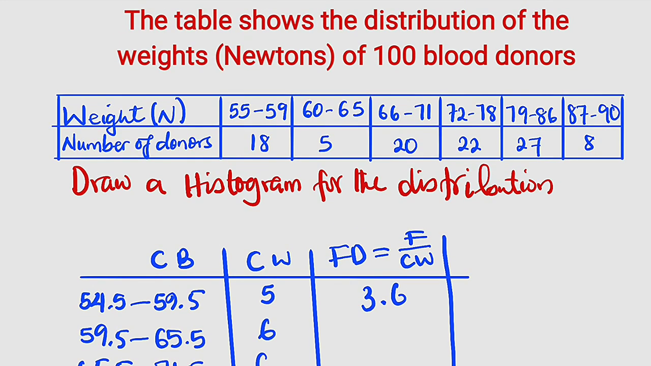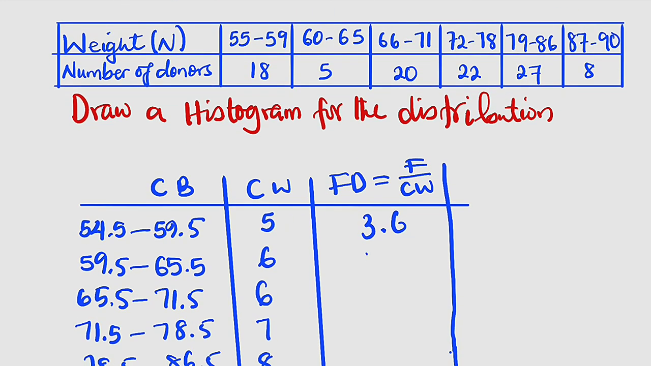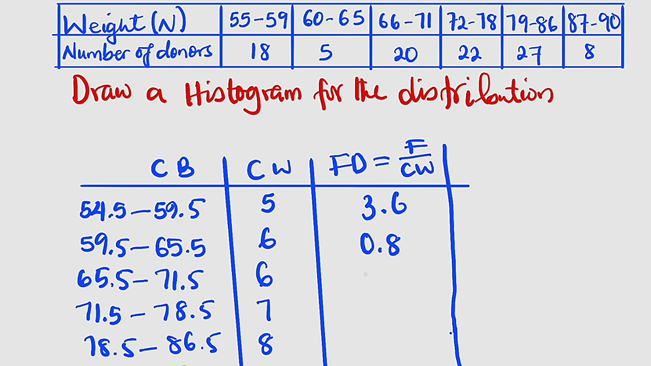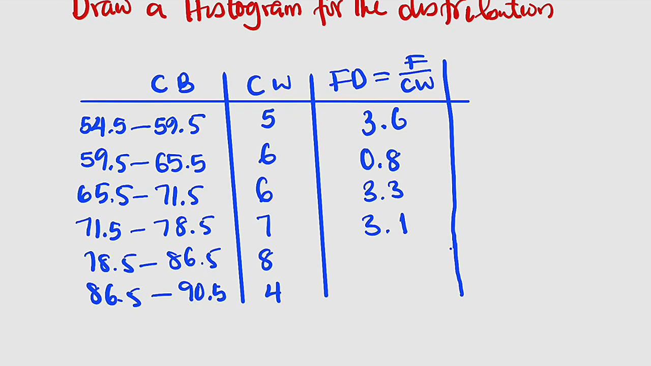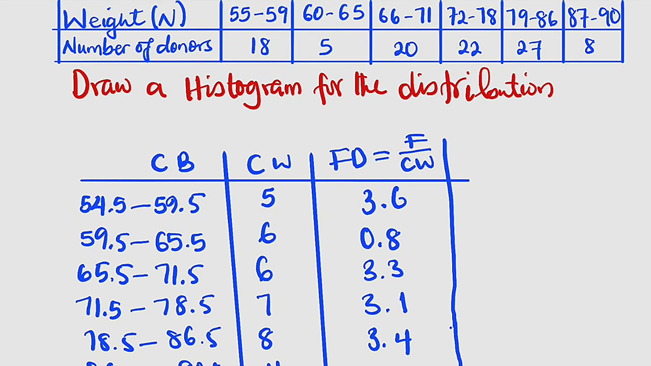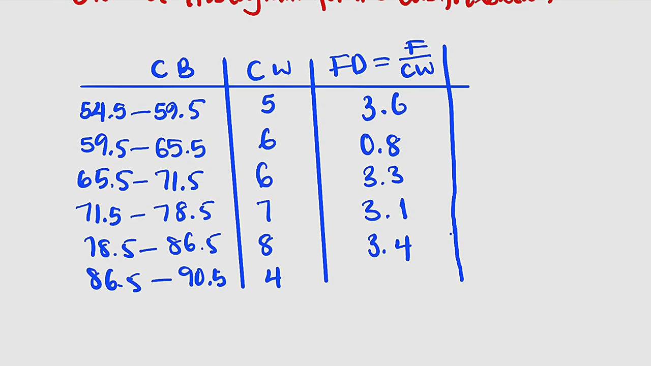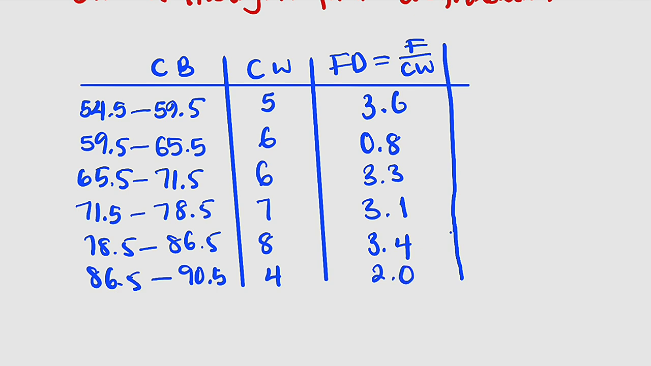Then you take the next frequency, which is 5, you divide by 6. That will give you 0.8. 20 divided by 6, that will give us 3.3. 22 divided by 7, that will give us 3.1. 27 divided by 8, that will give us 3.4. And lastly, we have 8 divided by 4, that will give us 2.0. All right. So now we are going to draw this histogram, class boundaries against frequency density.